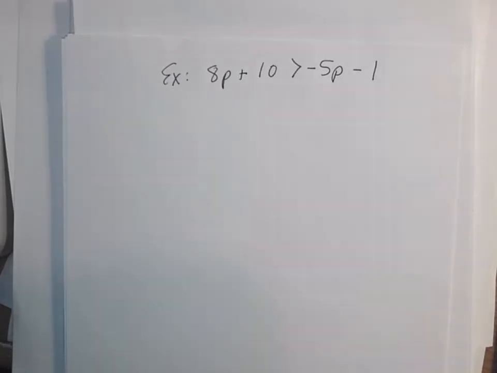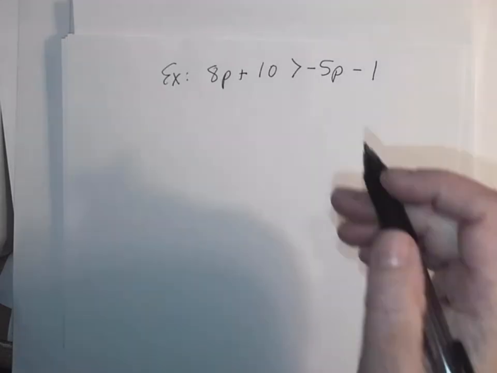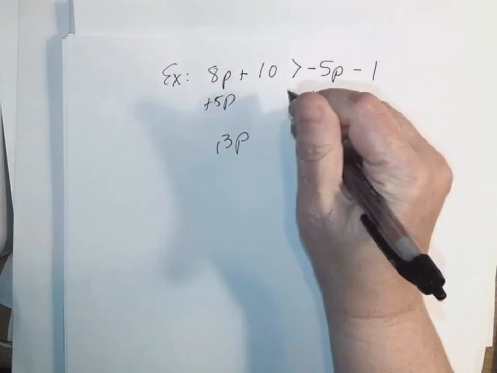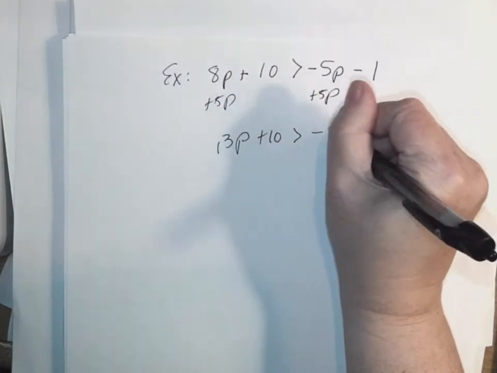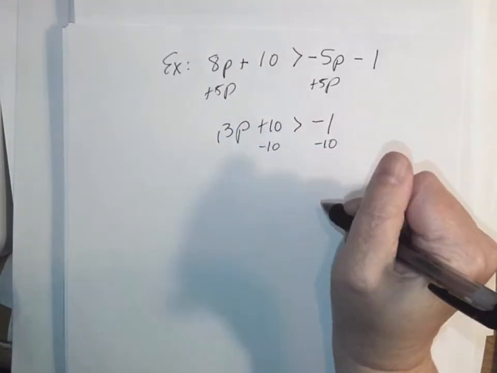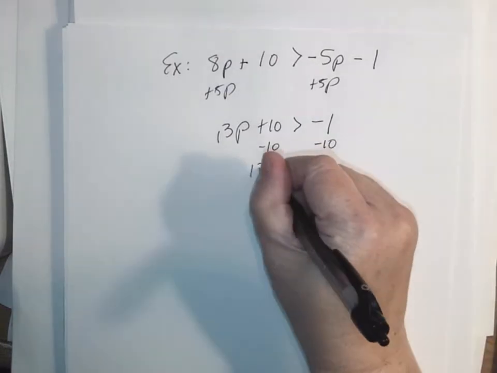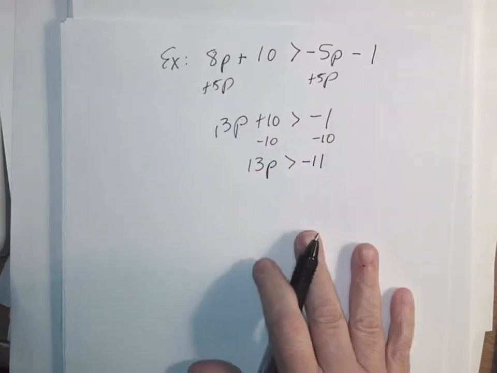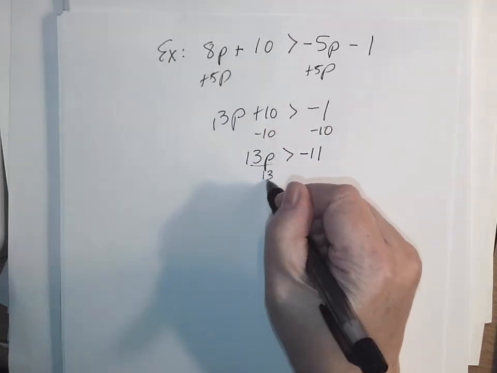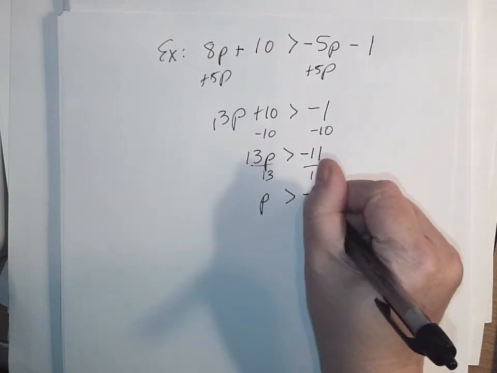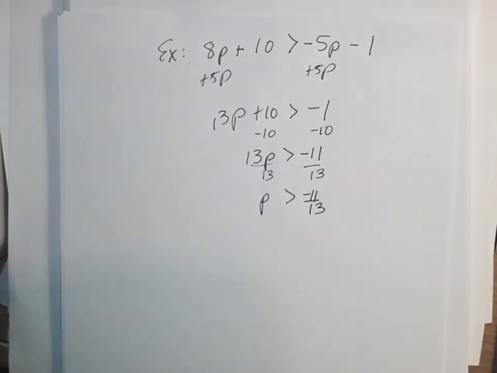All right, so I'm going to add a 5p to both sides. So this becomes 13p plus 10 is greater than a negative 1. Still working on trying to isolate those p's. I'm going to add a negative 10 to both sides. So 13p is greater than a negative 11. I have to divide both sides by 13, so p is greater than a negative 11/13, and that is my answer. I did not need to reverse the sign. Happy, happy, happy camper. Okay?